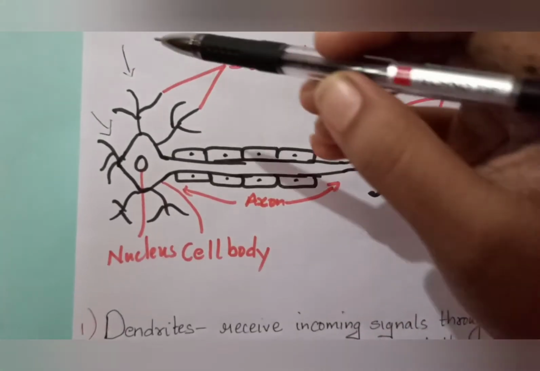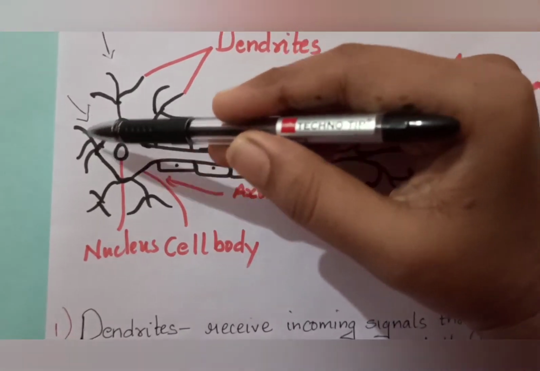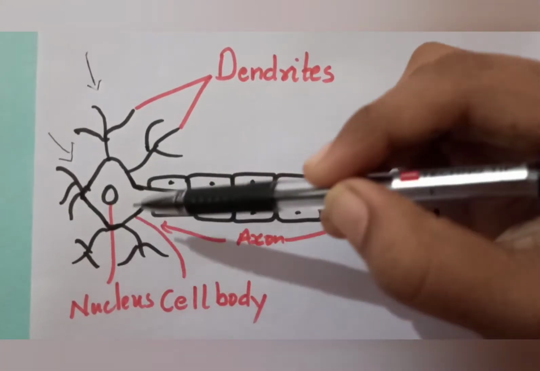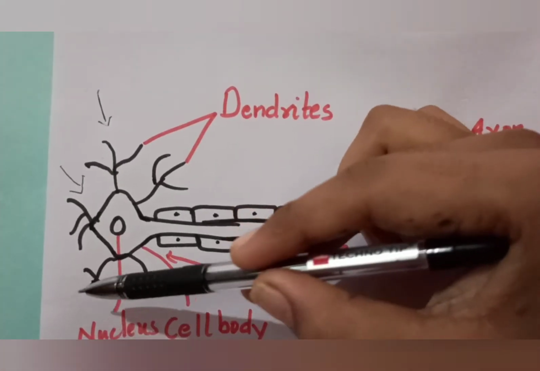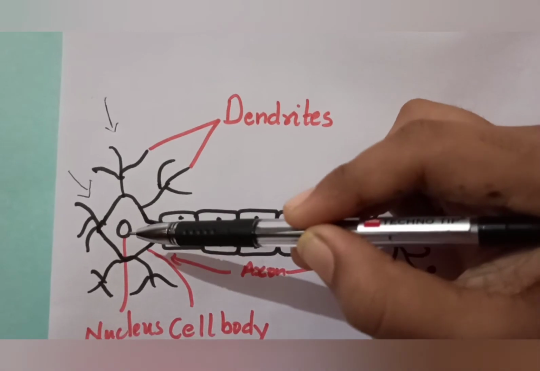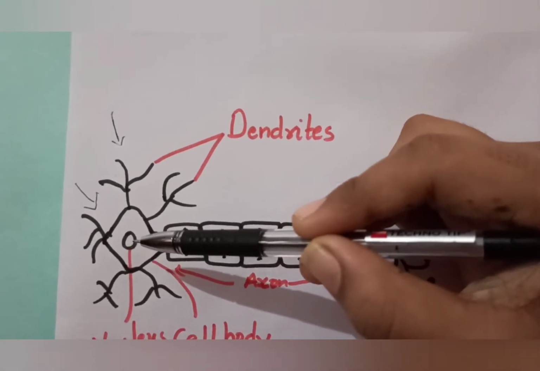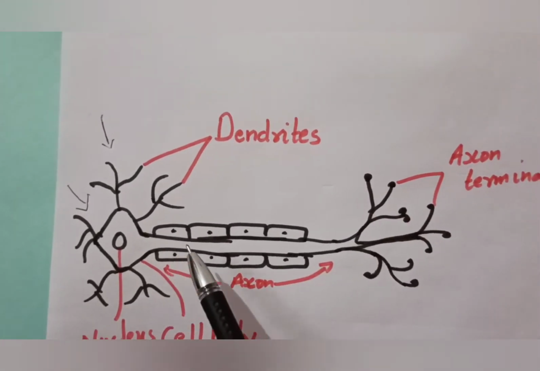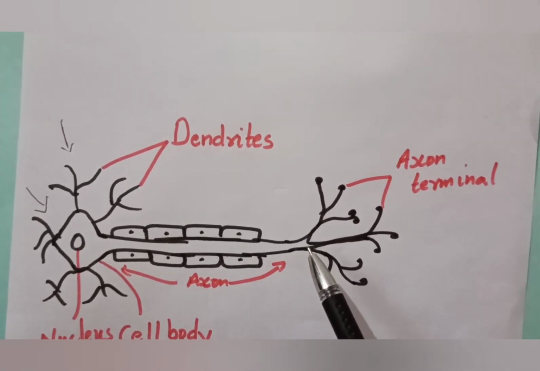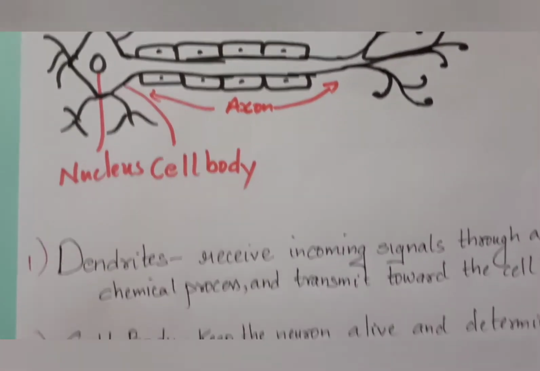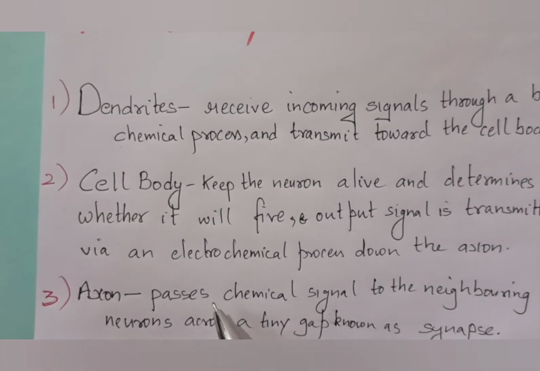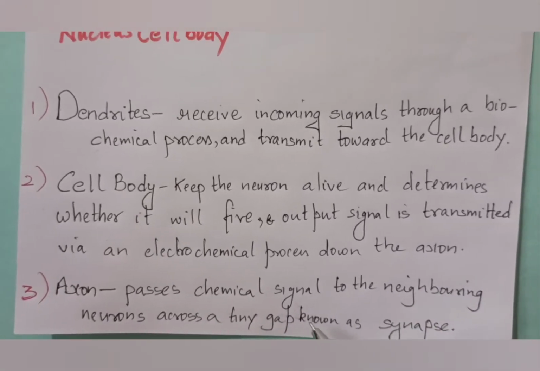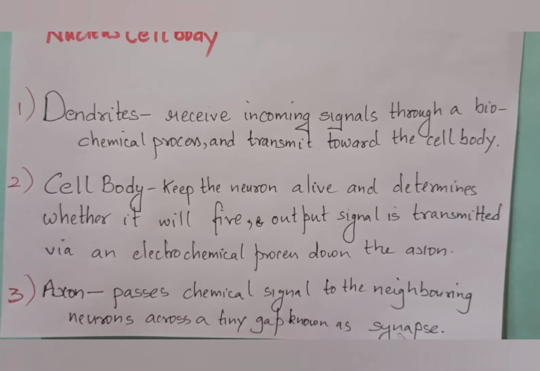That is, now the incoming signals have reached the cell body. As the cell body begins accumulating these incoming signals, a threshold is reached at which the cell fires, and the output signal is passed down the axon. And the axon passes chemical signals to the neighboring neurons across a tiny gap known as synapse.